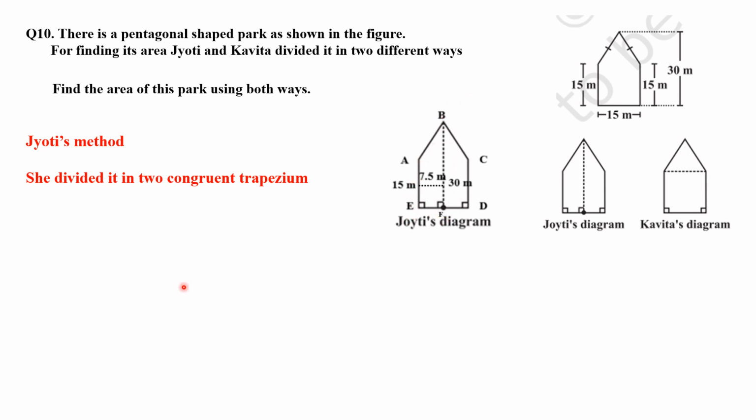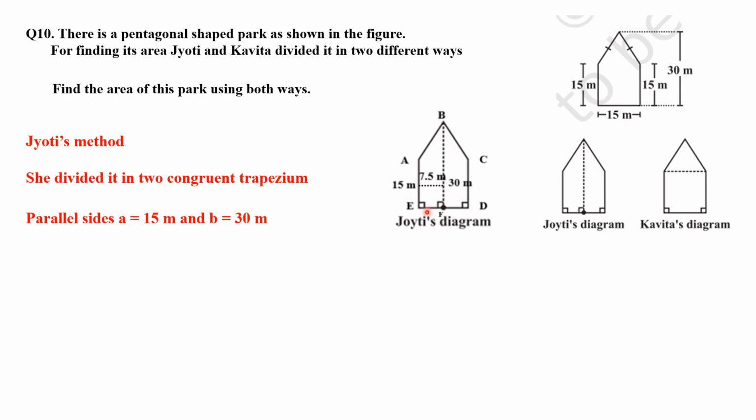This is the trapezium. Now to find the area of the complete pentagonal park, I am going to find the area of the trapezium. Okay, so the parallel side AE is 15 meter and another parallel side is 30 meter. From where am I getting the measure of the parallel sides? From the figure which is given in the question. So this is 15, and the distance from the top of the pentagon to the base is given as 30 meter. So from there I have written BF is 30 meter.